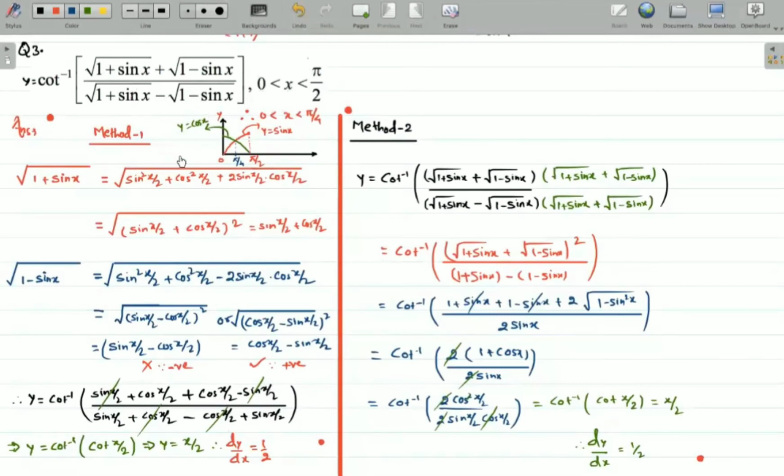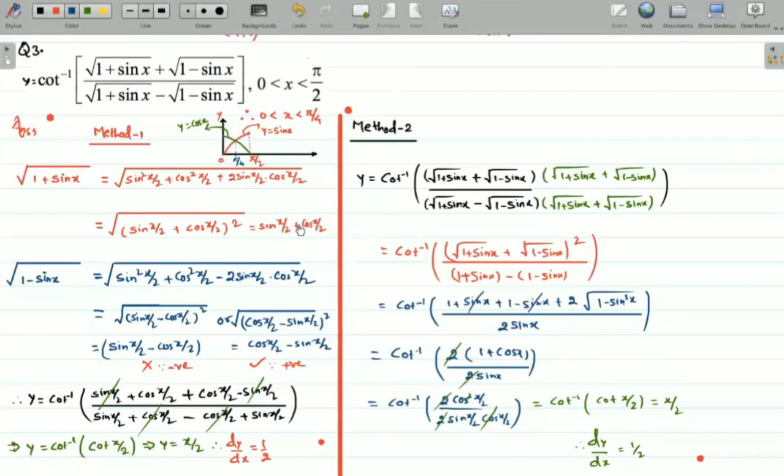Now I'll discuss two methods to solve this question. In the first method, I will try to express root of (1 plus sine x) and root of (1 minus sine x) without root. I can write 1 as sine square x by 2 plus cos square x by 2, and sine x I can write as 2 sine x by 2 into cos x by 2. I get the formula a square plus b square plus 2ab, which I can write as (a plus b) the whole square. So now the answer I can write as sine x by 2 plus cos x by 2.